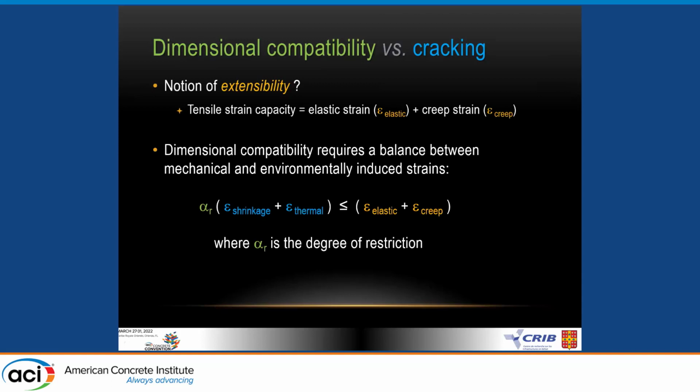And it's always a balance. The event of cracking is a balance between, if you look at the equation at the bottom of the screen, the shrinkage deformation and the thermal deformation, which, when they add up, depending on the degree of restraint, will cause stresses. And these stresses, in terms of strain, are associated with the elastic deformation as well as the creep deformation. So as soon as you keep this balance, you have a strain capacity which is equal to or exceeds the demand from shrinkage and the thermal changes, and the material will resist.